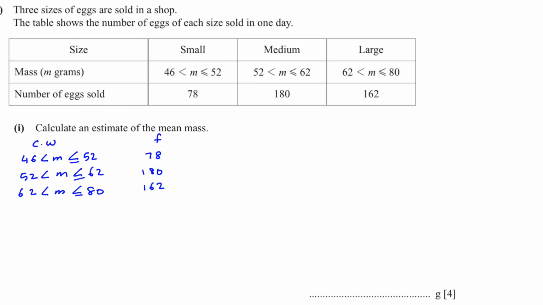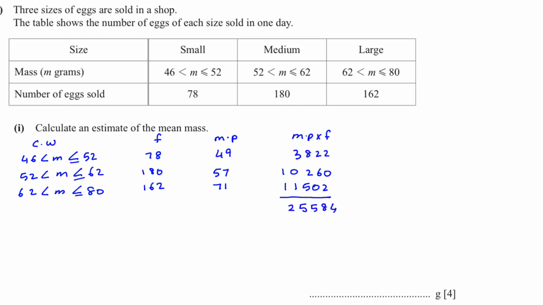Then we find the midpoint of the class width. To find the midpoint, add the two numbers together, 46 plus 52, and divide it by 2. Then 52 plus 62 divided by 2, and 62 plus 80 divided by 2. After this step, multiply the frequency with the midpoint. So 78 multiplied by 49, 180 multiplied by 57, and 162 multiplied by 71.